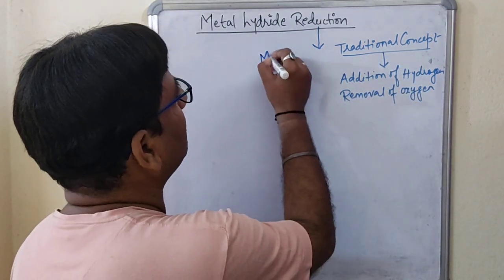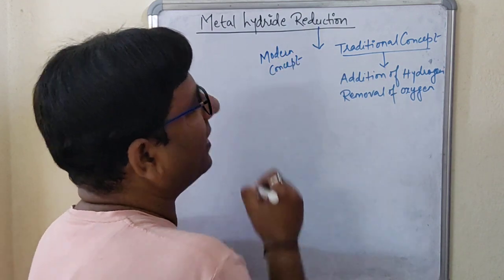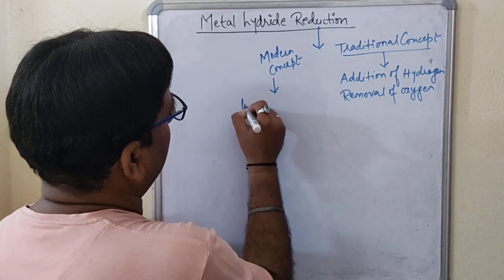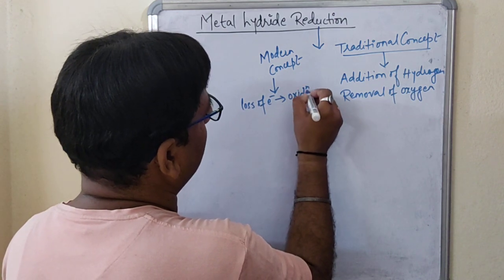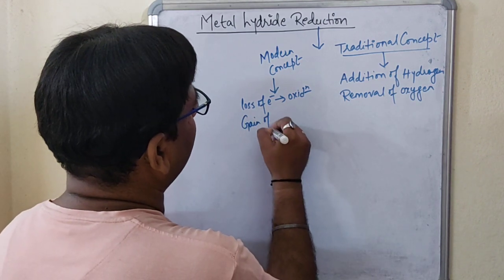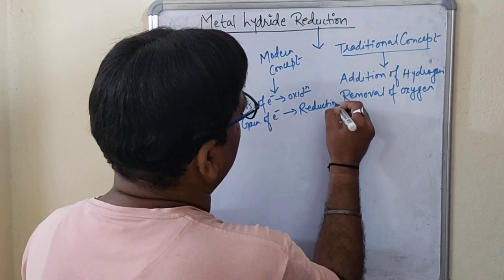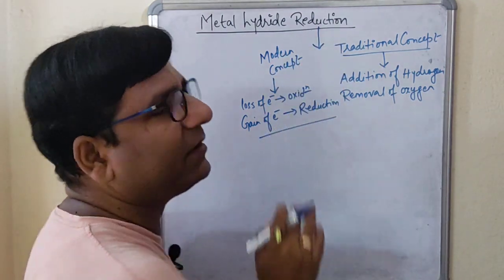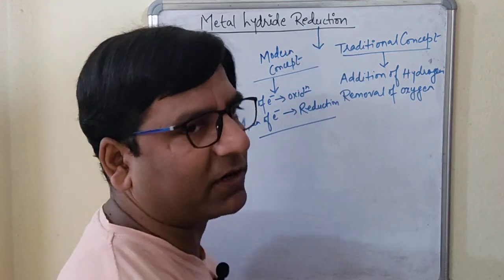Now I told you about the traditional concept. If you see about the modern concept of defining the oxidation and reduction, modern concept says loss of electrons, that is oxidation, and the gain of electrons is known as reduction. Okay, so this is the general overview I am giving you students, that what do you mean by the reduction. Here we have the traditional concept and here we have the modern concept.